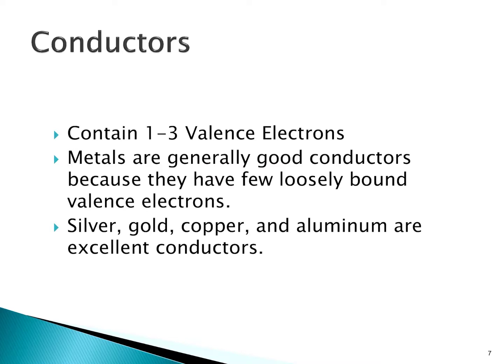So conductors are the ones that have from 1 to 3 valence electrons, where 1 is the better conductor of what we see here, and 3 is the least good conductor of a material that's 1 to 3. But the understanding is that when we have 1, 2, or 3 valence electrons, this is classified as a conductor. So metals are generally good conductors because they have few loosely bound valence electrons. Silver, gold, copper, and aluminum are all excellent conductors.